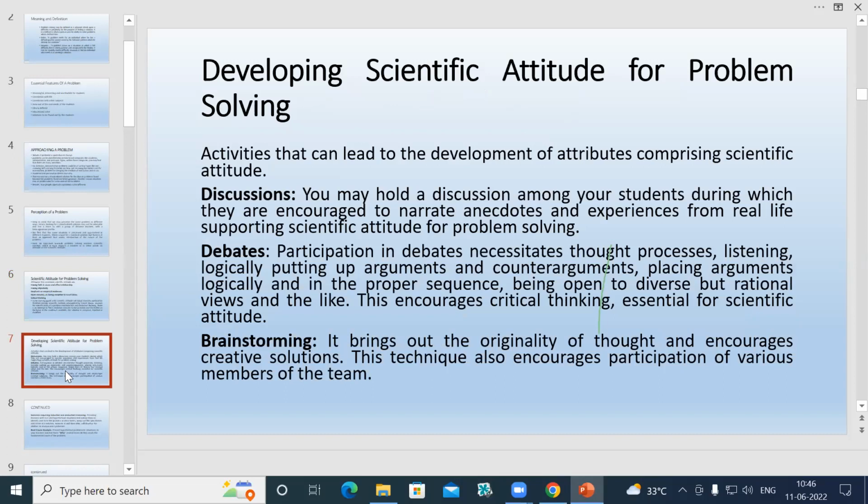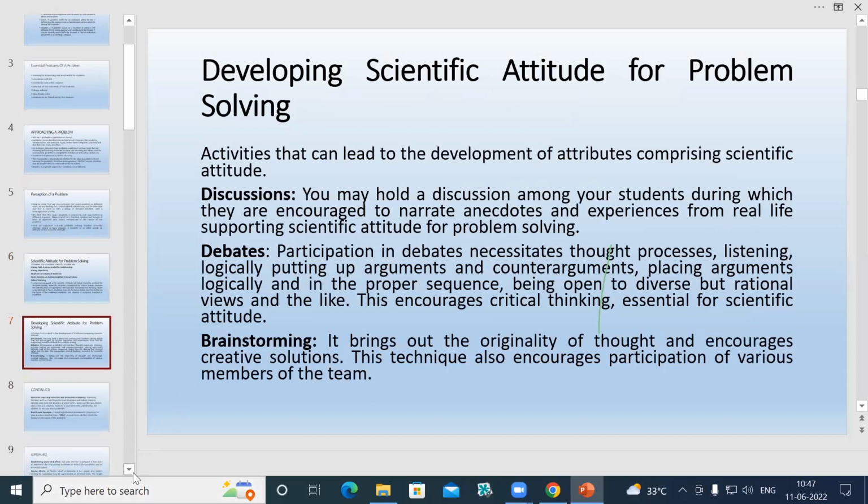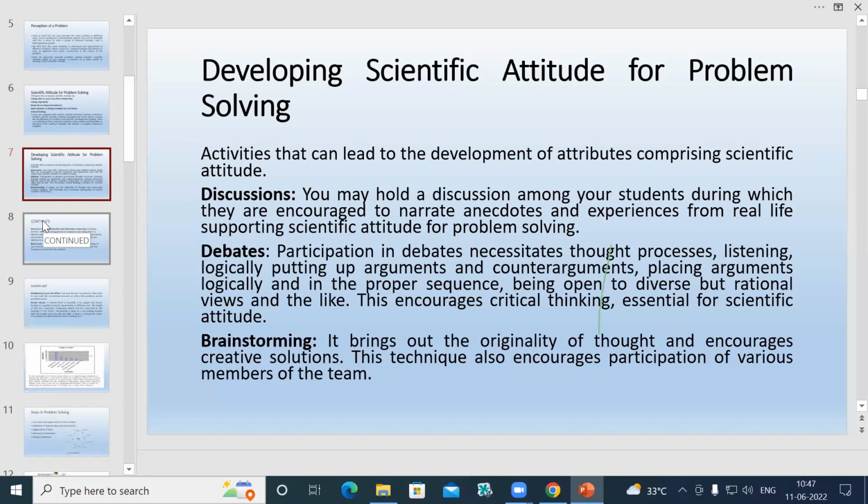Now, again, activities that can lead to development. These are the attributes which we have just discussed. So there are activities which can lead to the development of these attributes comprising scientific attitude. The first activity is discussion. You may hold a discussion among your students during which they are encouraged to narrate anecdotes and experiences from real life, which support scientific attitude for problem solving. So discussion is one way that you can develop this scientific attitude.